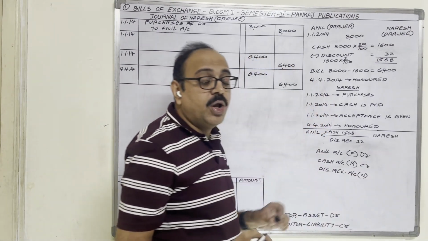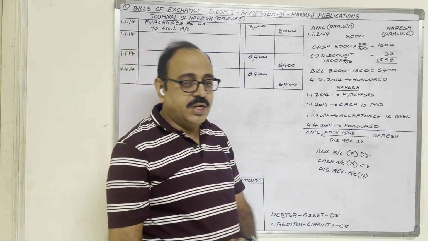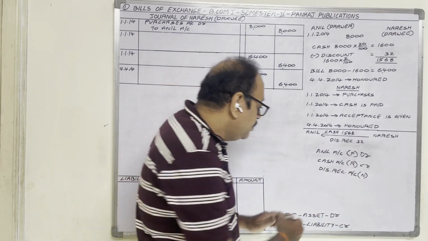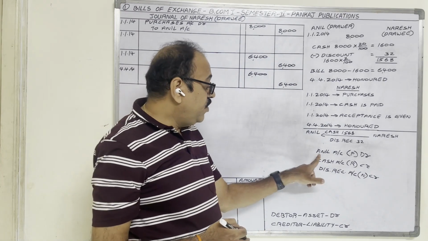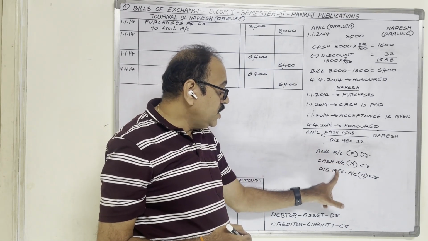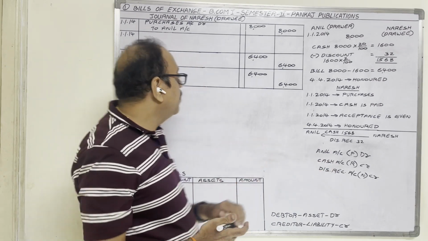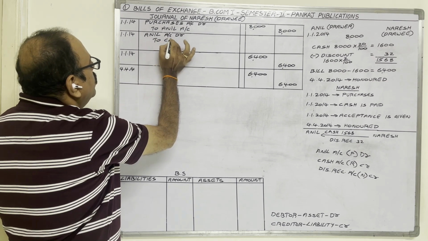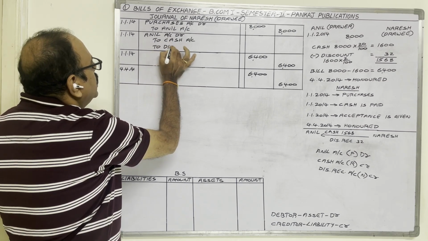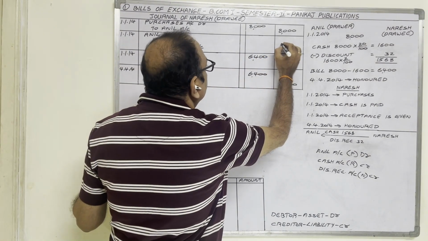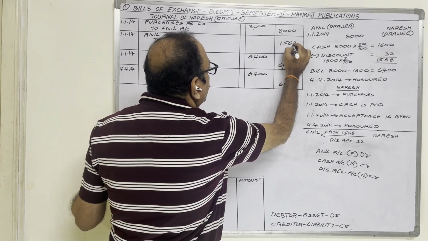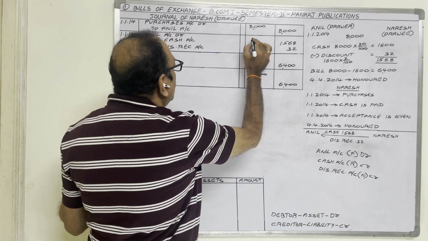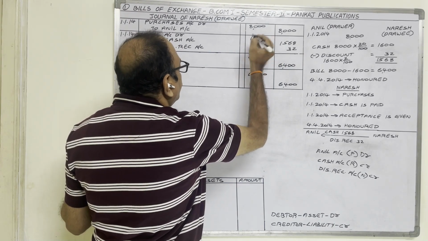Nominal account rule: debit all expenses and losses, credit all incomes and gains. To Naresh, this discount is a gain. We have to credit. So the final entry is: Anil account we should debit; cash and discount received accounts we have to credit. Anil account debtor to cash account, to discount received account. Cash 1568 in credit column, discount received 32 rupees in credit column, and the two amounts total 1600 rupees in debit column.